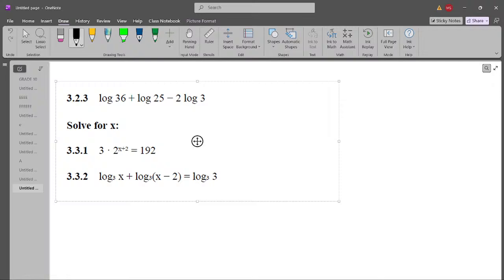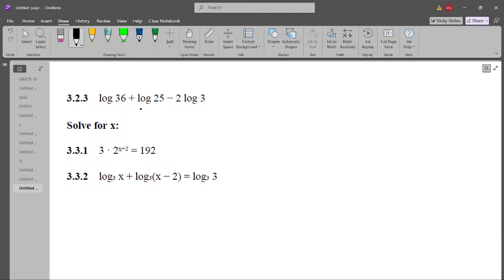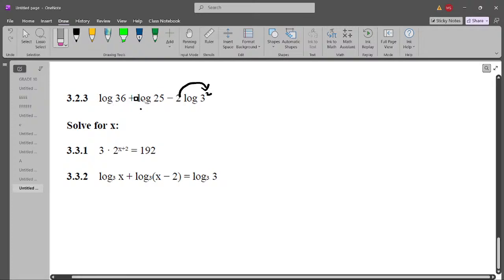So 3.2, the question said we must simplify. Remember, when you simplify the logs, the coefficient of the logs here, we want it to be 1. If it is not 1, you need to apply that rule of the logs, that says you need to take this coefficient to this side where it will become the exponent. After we are done, just go back to your classwork book and revise those rules of the log.